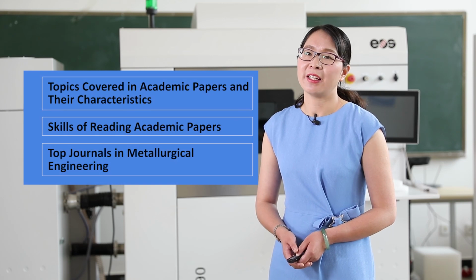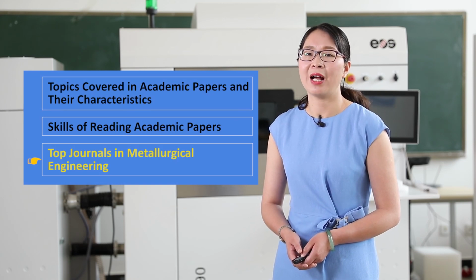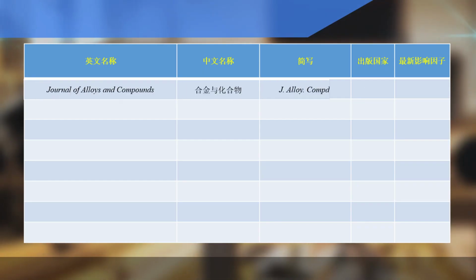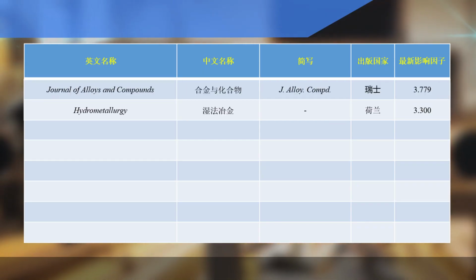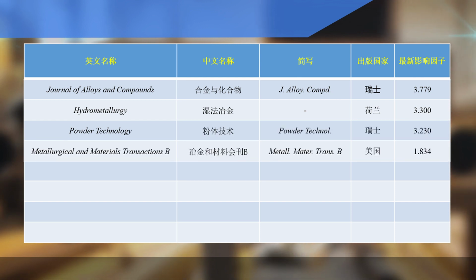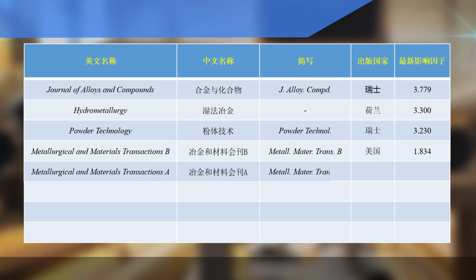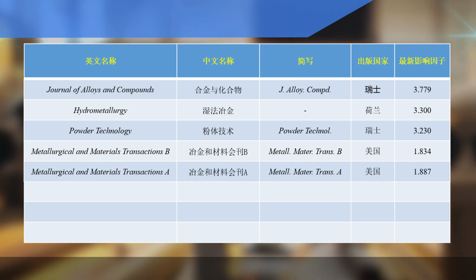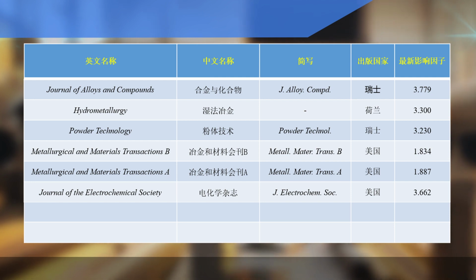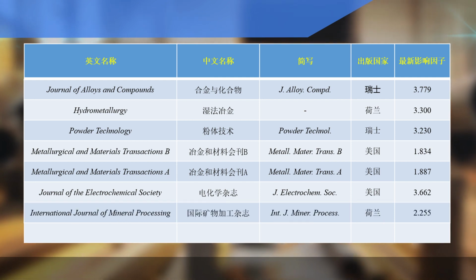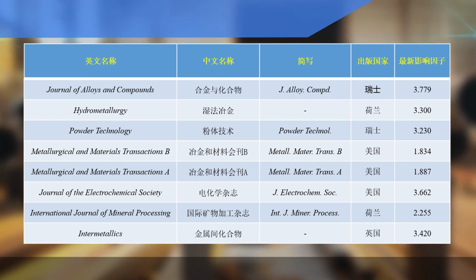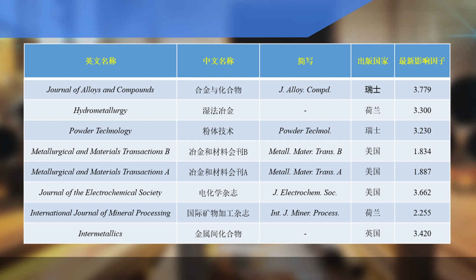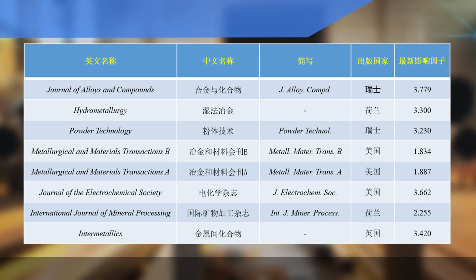Here, the last part, that is Part 3, top journals in metallurgical engineering, will be introduced. At present, there are many different journals related to metallurgical engineering, but the top journals are Journal of Alloys and Compounds, Hydrometallurgy, Powder Technology, Metallurgical and Materials Transactions B, Metallurgical and Materials Transactions A, Journal of the Electrochemical Society, International Journal of Mineral Processing, and Intermetallics, etc. We can find some classical and important academic papers in the above journals.